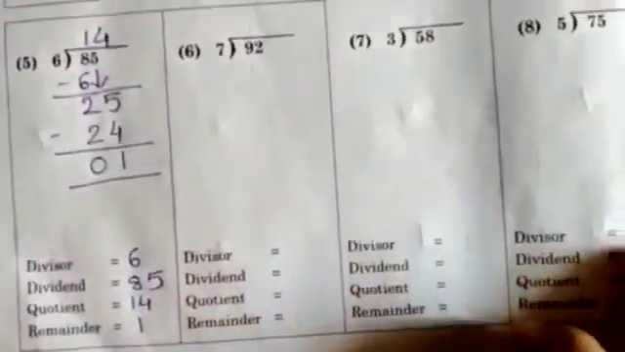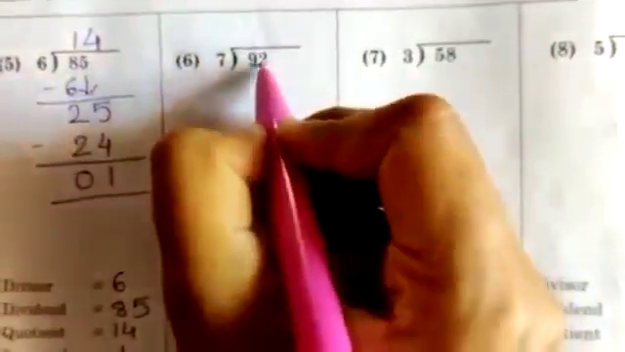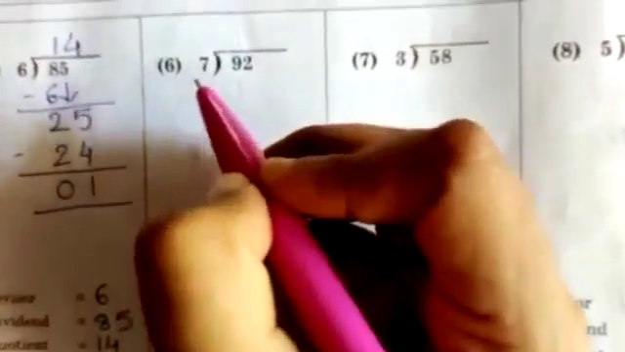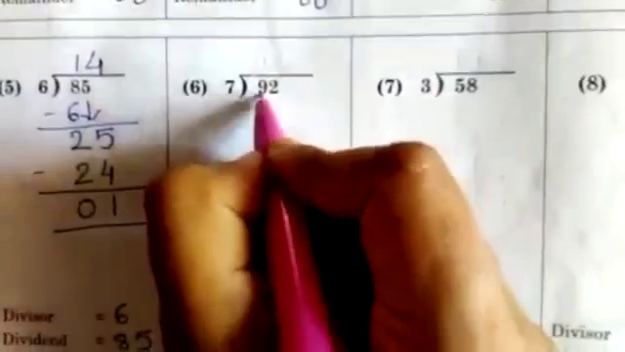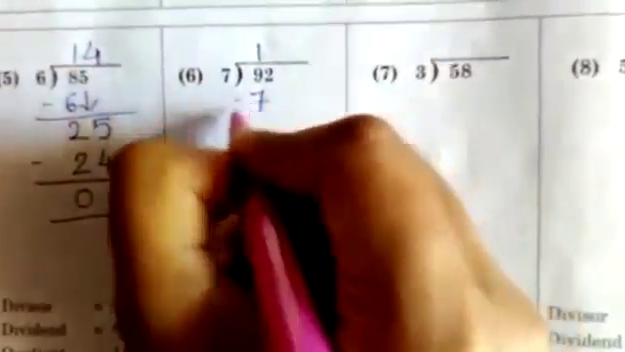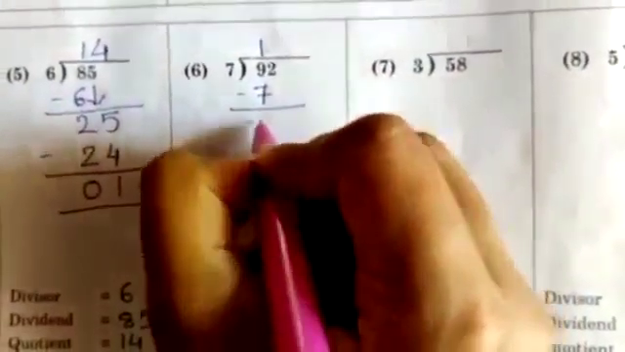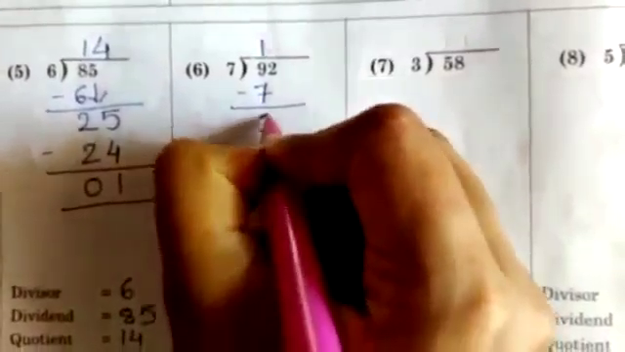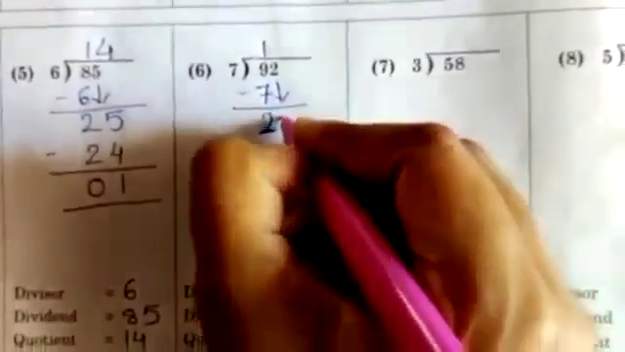Now sixth one. Sixth one, it is 92 divided by 7. So first number is 9. 9 is greater than 7. So we will take 7 ones are 7. 9 minus 7, it is 2. Okay. And this 2 will come down.